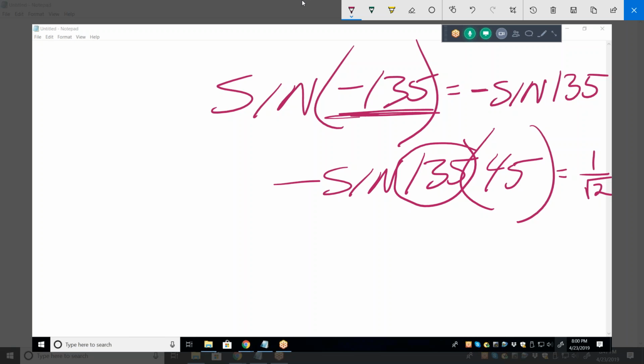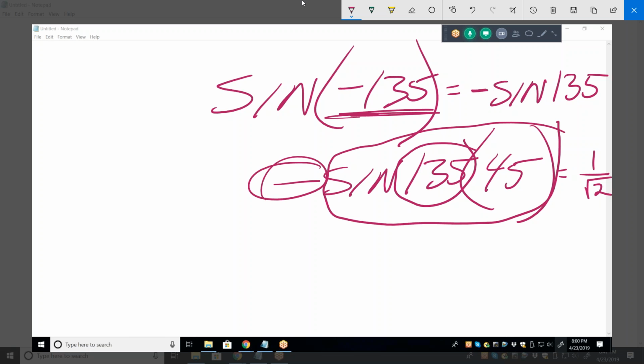So this part is 1 over root 2. But I still have this negative sign out there. So I have to apply that. That doesn't go away. So that's your answer.